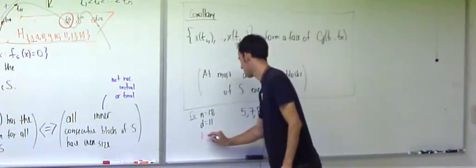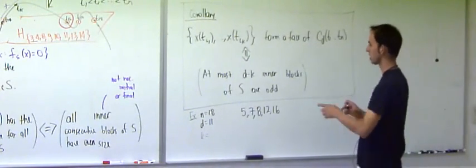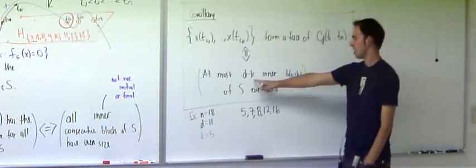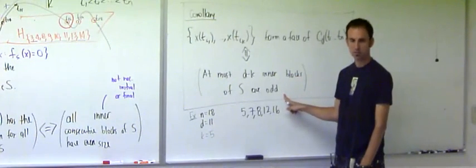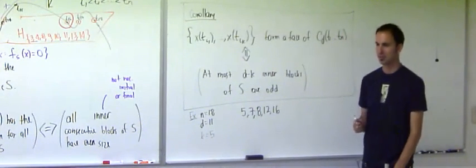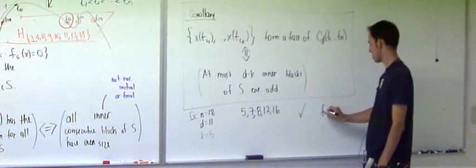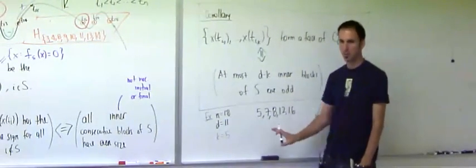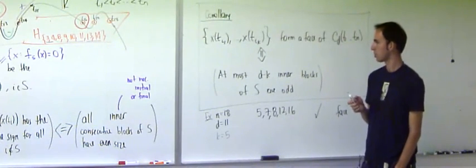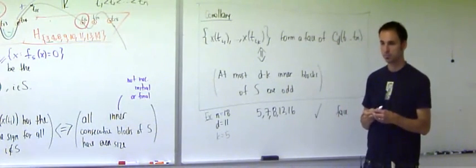So K is what? K is 5, right? Because I have 5 points. And so I need to check that at most 6 inner blocks of S are odd. It's not a lot to check. When you only have 5 things, you don't need to worry about 6 things going wrong, right? So that means that this is fine. This is a face. And you see that this criterion is completely combinatorial, and we don't need to worry about what the TIs are. Okay. So this is the complete description of the faces of the cyclic polytope. Question?